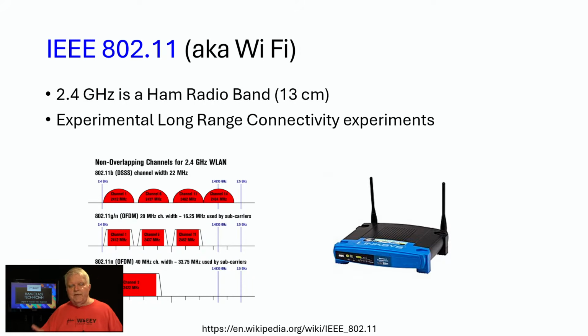So it's a shared band where hams can actually do experimental long-range connectivity experiments by modifying commercial routers like this one from Linksys to use specialized software. We're not going to go into more details on that, but just know that Wi-Fi is a shared band.